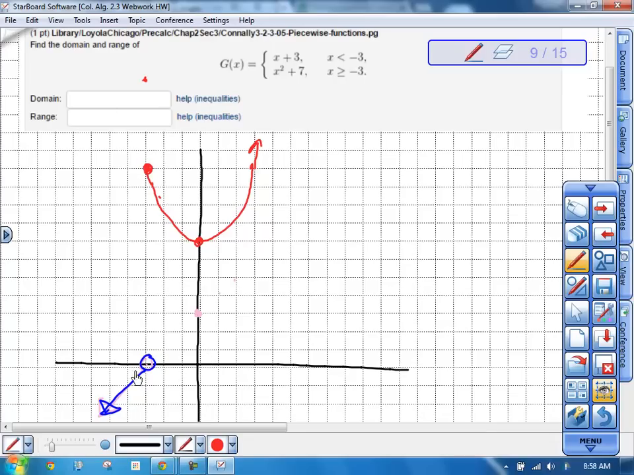So the domain then is going to be all real numbers. This is a function. It does pass the vertical line test. The domain is all these values to the left, this point, and then all the values to the right. So the domain is all real numbers, which is -infinity to infinity. And then the range is a couple of different intervals. It's this interval down here, which is going to be all the y values that are less than 0.